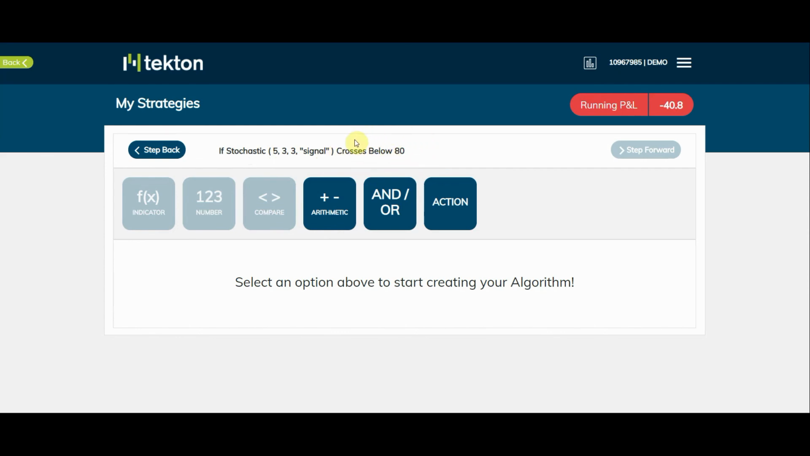So crosses below and crosses above is one of the operators that you would use in conjunction with two other things: a stochastic or moving averages, price crossing below, price crossing above. But the crosses above and crosses below operator is used just like so.